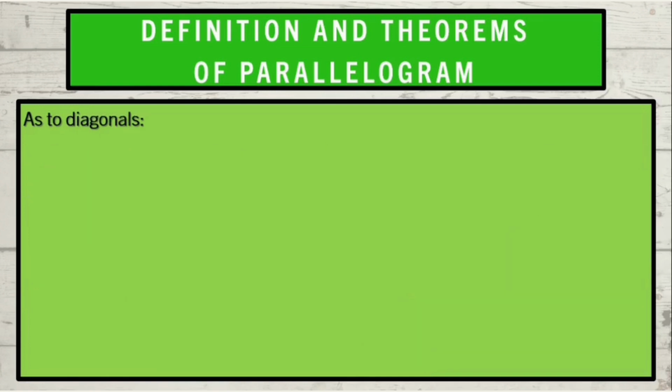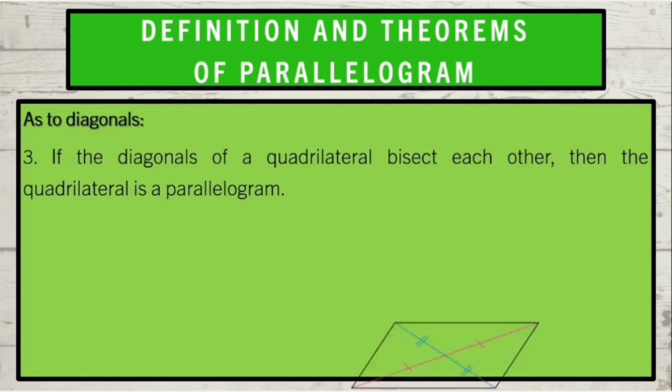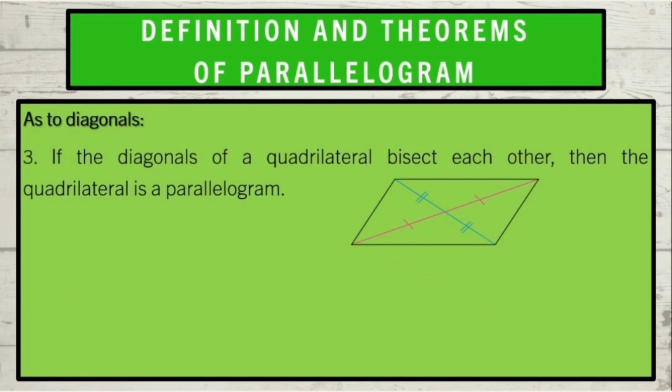Let us proceed to the conditions that will prove that a quadrilateral is a parallelogram in terms of diagonals. The first condition is, if the diagonals of a quadrilateral bisect each other, then the quadrilateral is a parallelogram. Meaning, if the diagonals of a quadrilateral are divided into two equal parts, the quadrilateral is a parallelogram. As shown in the figure, the diagonals bisect each other as proved by the marks. Therefore, that is a parallelogram.